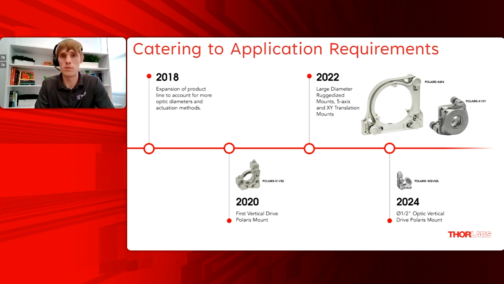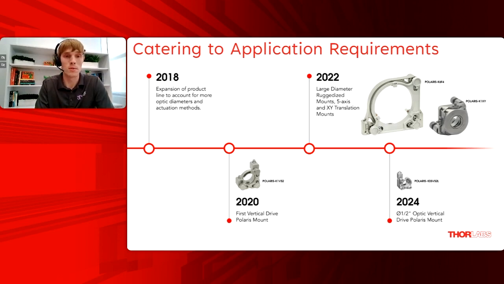But to show different application requirements, just a couple years ago, we expanded even further with a bimetal ruggedized mount, the larger one shown on the top right. That is designed for extreme temperature changes and for larger optics, more often for high-power laser applications. We also released 5-axis and XY translation mounts, all while maintaining that same alignment stability you'd come to expect from trying to design the most stable solution to keep that optical alignment.